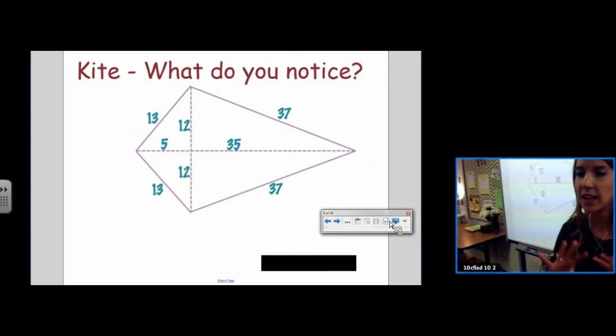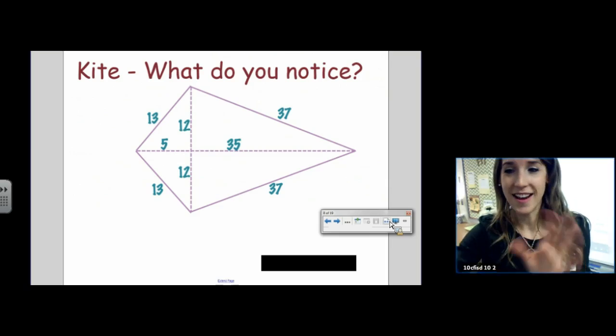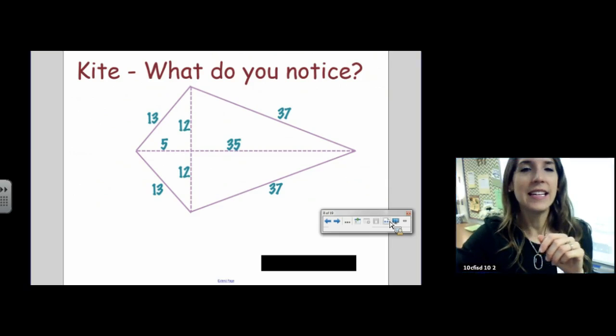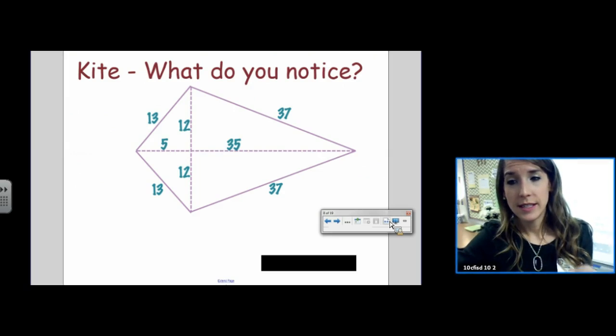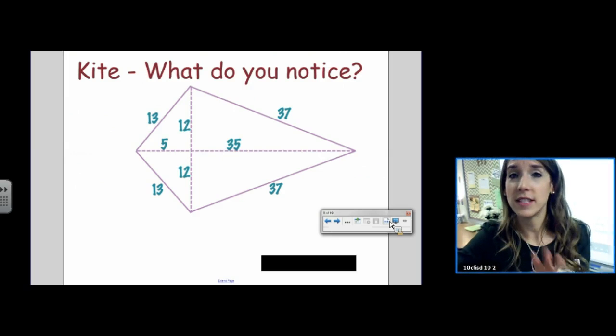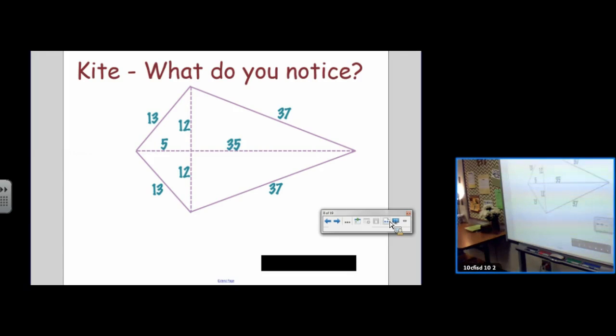Instead of me just telling you the properties, I'm going to show you a real-life kite, an actual polygon that's a kite, and I filled in all the values. So I want you to look at those segment lengths, and I want you to see if you can write the properties yourself.